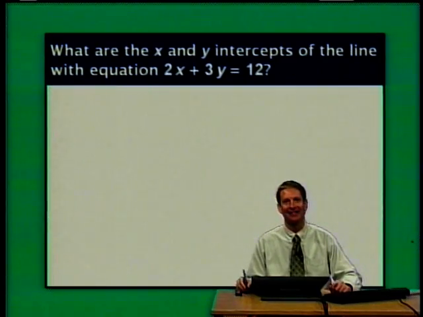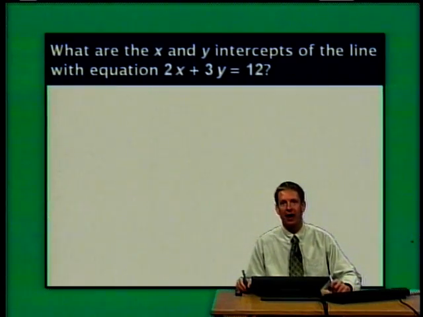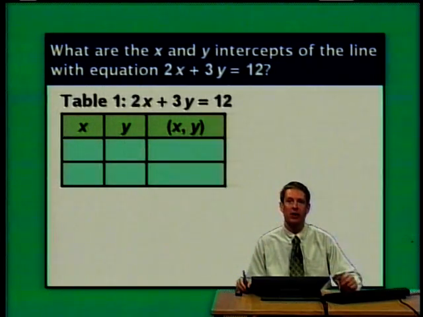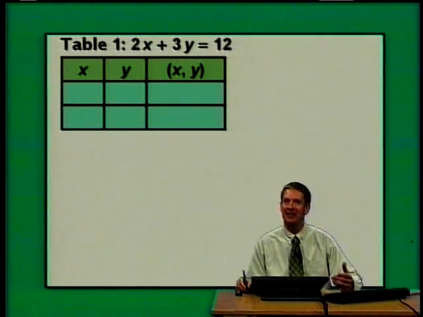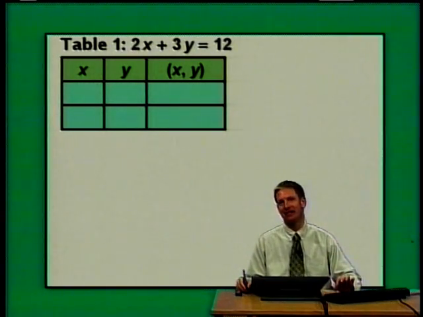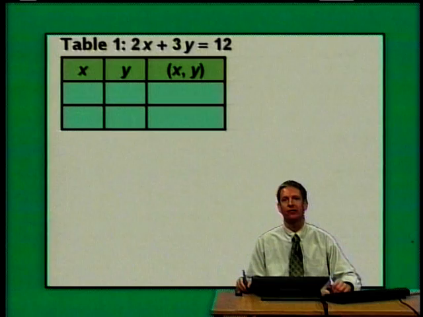So let's answer this question. What are the x and y intercepts of the line with equation 2x plus 3y equals 12? I need to find 2 points. So I think I'm going to introduce a table to kind of help me organize my thoughts. And I'm also going to move the table so that once my thoughts are organized, I'll have a place to write my conclusion.